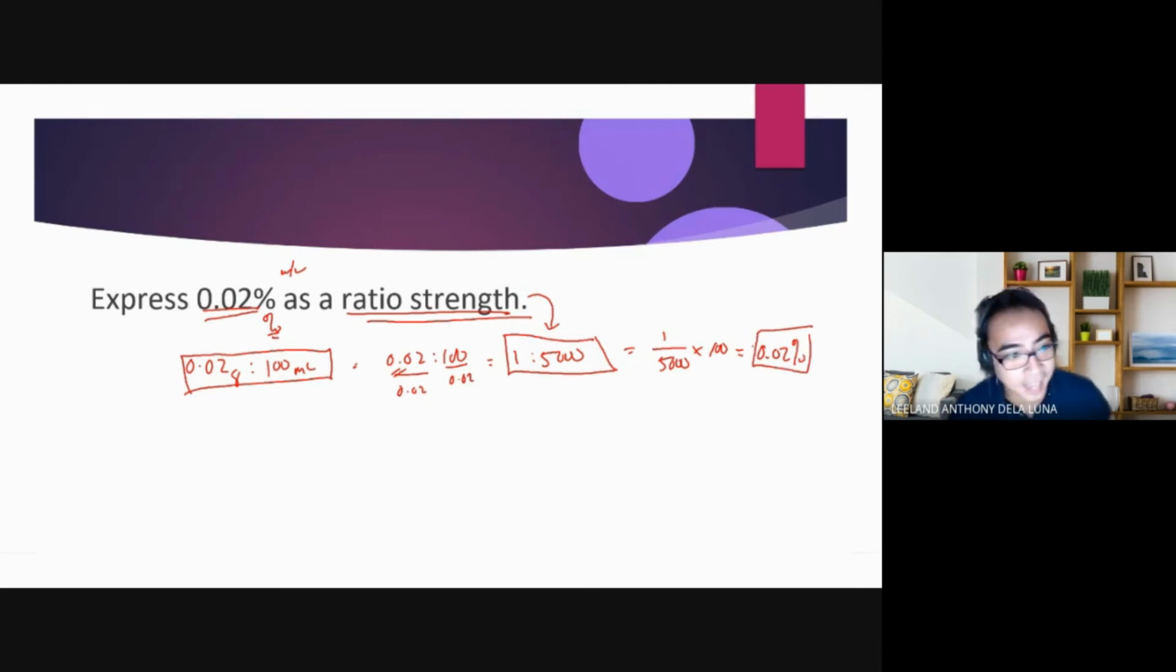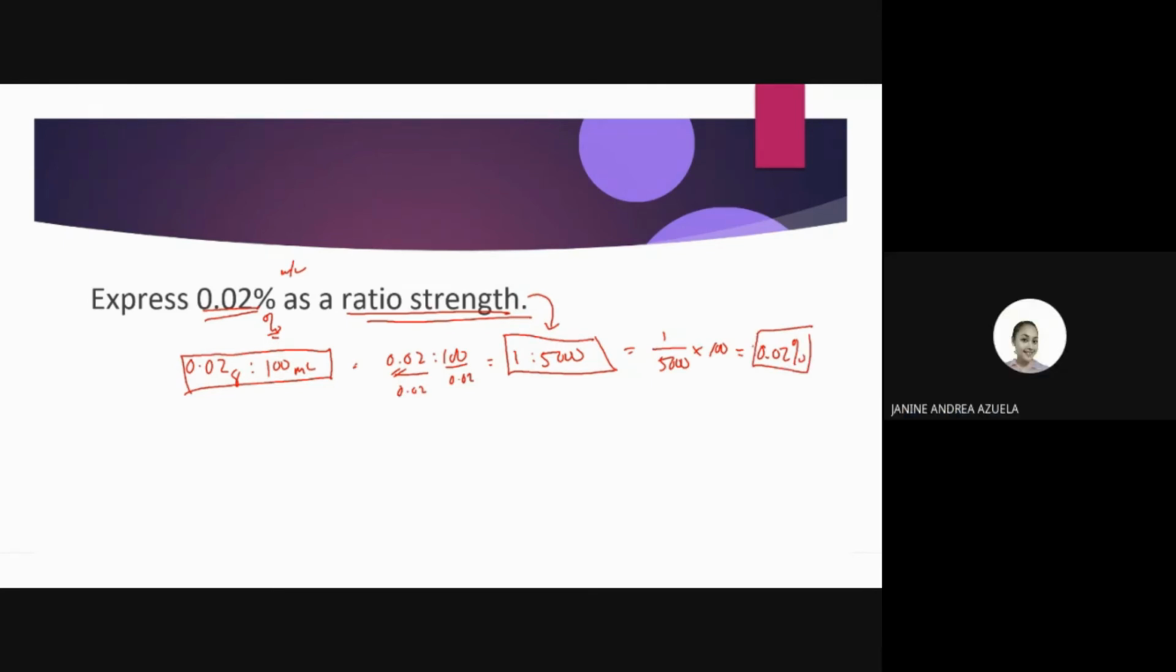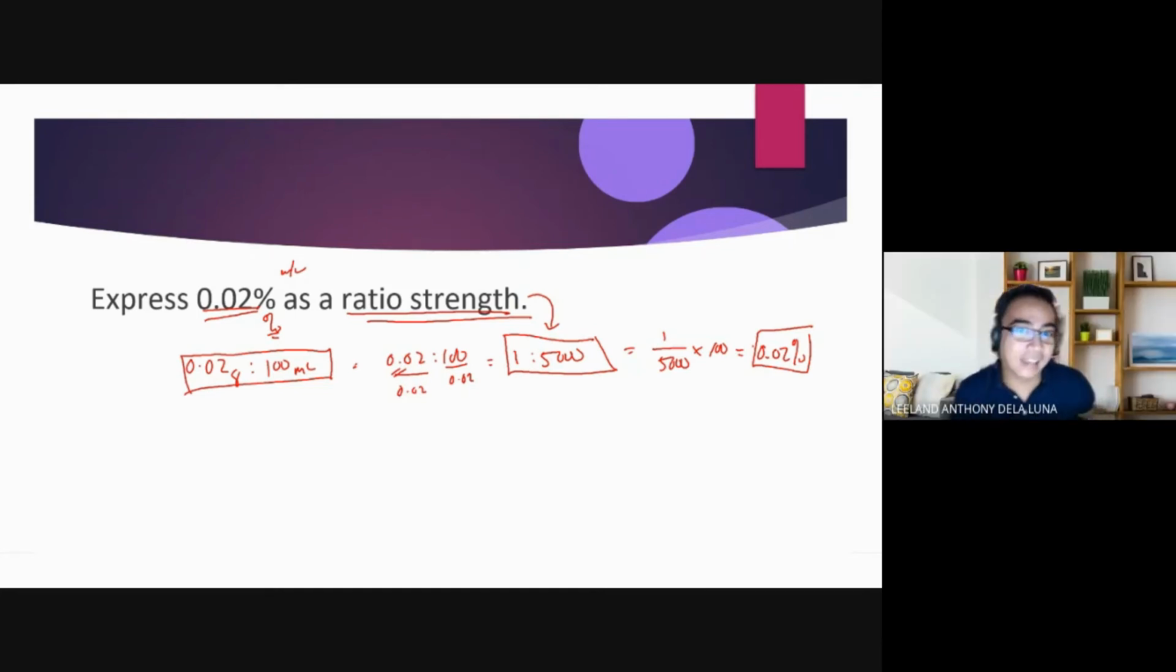So does that make sense, class? Okay? Yes po, sir. Alright. Very good. So basically, class, kailangan nyo lang tandaan lagi, kapag mag-express tayo ng ratio strength, percent to ratio strength, okay? Ang gagawin mo lang naman dyan is i-break apart mo lang yung percentage. So yun na nga, 0.02 is to 100.